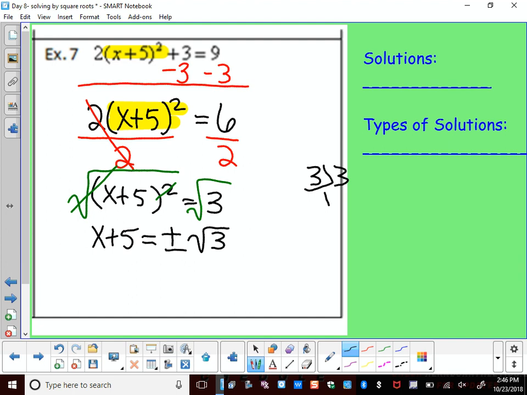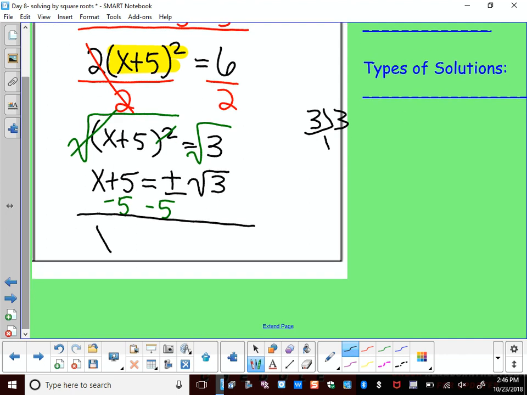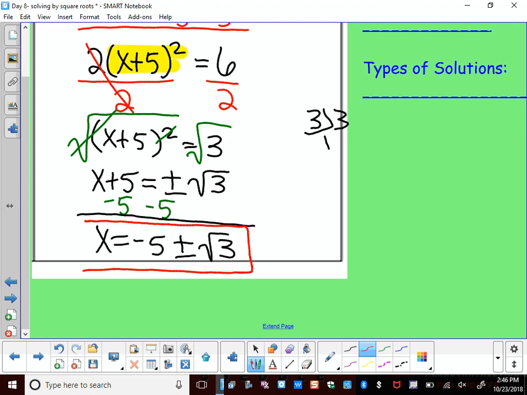We're almost done. I just got to get x by itself. Minus 5, minus 5. So I have x is equal to negative 5 plus or minus root 3. I cannot combine those. We just leave it like that. And that would be 2 real solutions.